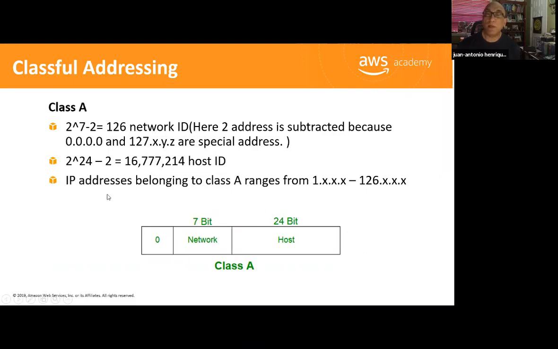So IP addresses belonging to Class A will always have a range from 1.x.x.x up to 126.x.x.x. So remember, when you look at this way of dividing IPs, the first bit is always assigned as 0. So you have 7 bits available after that, and then the rest of it is the host. This is for Class A.